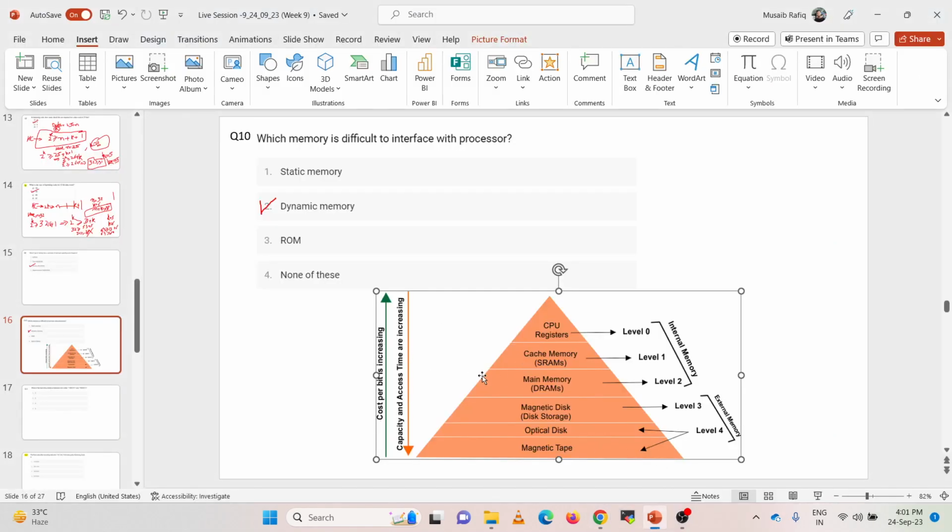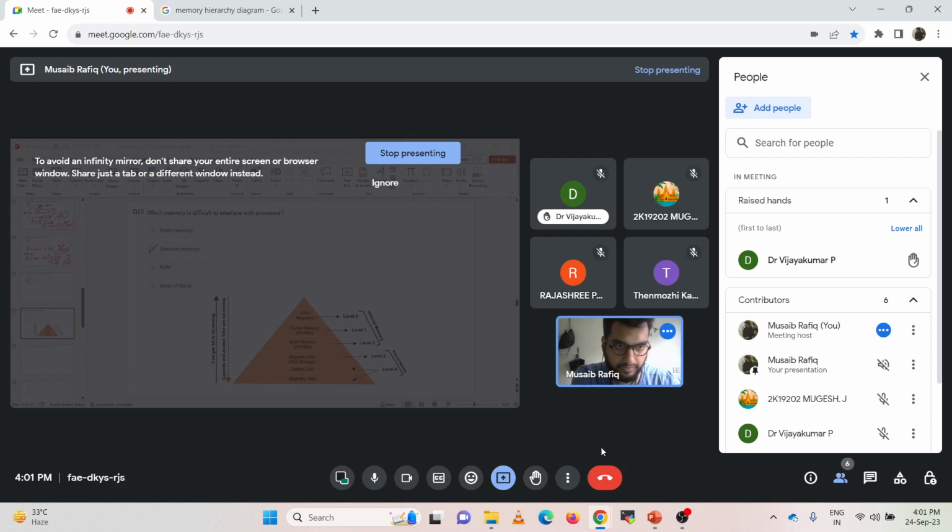As you go down this memory hierarchy, capacity and access time are increasing, but also as you go down, the cost is also decreasing. I was saying this thing. So someone has raised the hand.